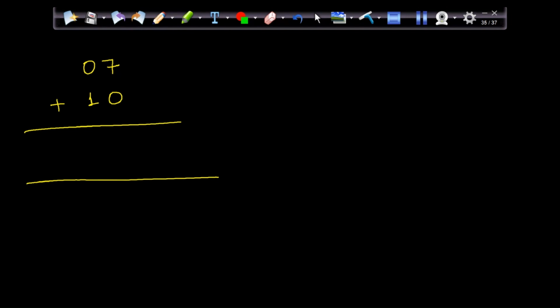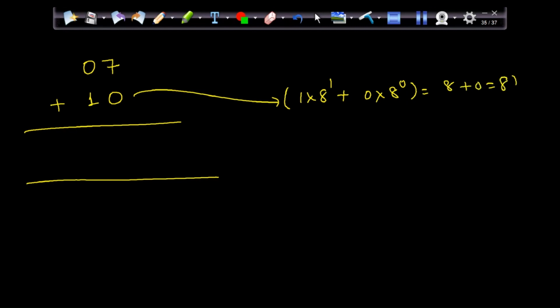So 10 actually is, if you convert this 10 into decimal, then this 10 is actually 1 into 8 power 1 plus 0 into 8 power 0, which is equal to 8 plus 0 equals 8. So this is what 10 is in the octal.